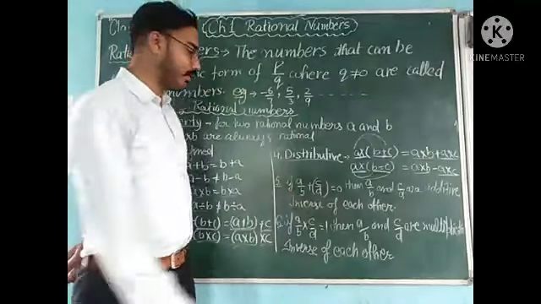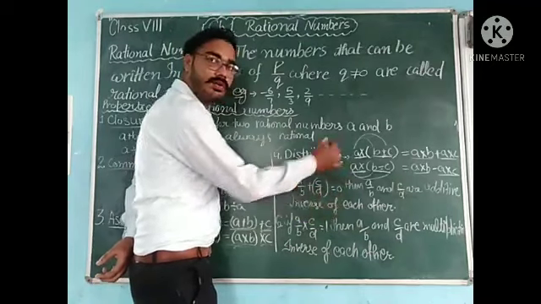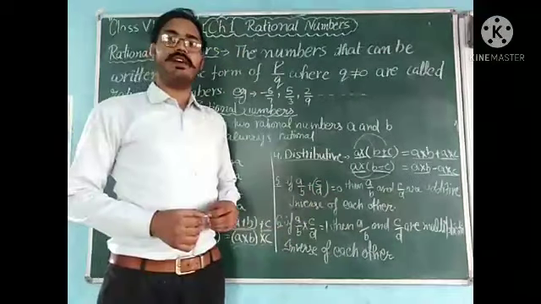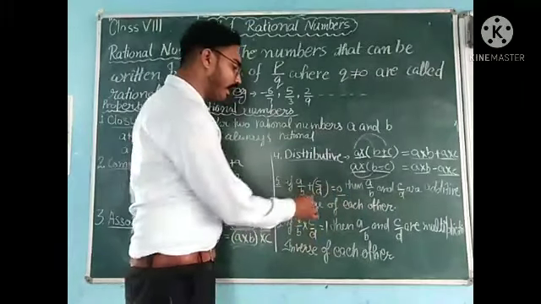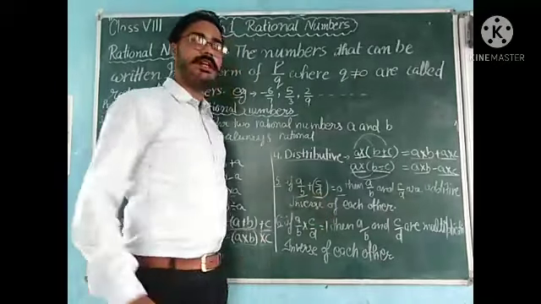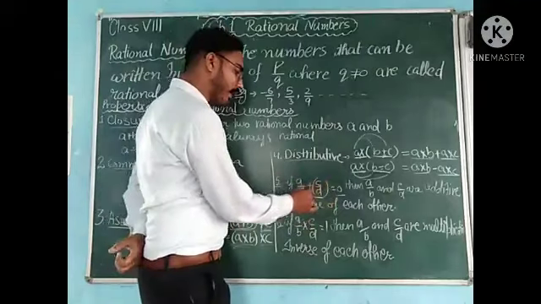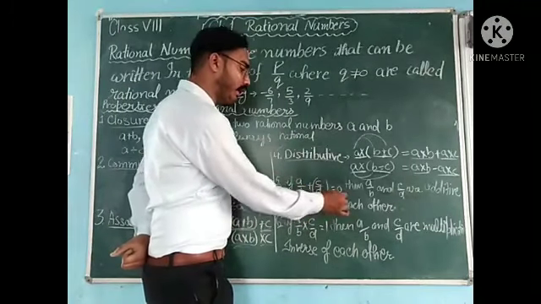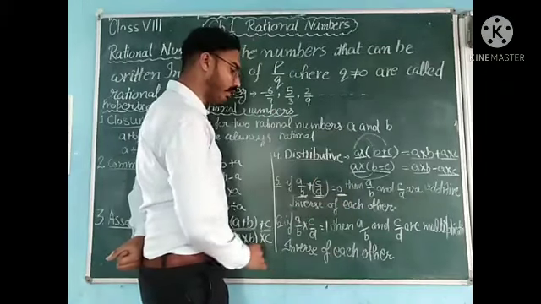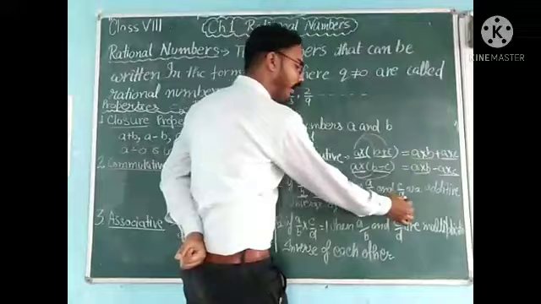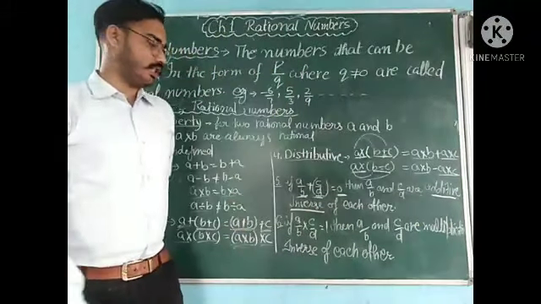The fifth point is, if a over b plus c over d is equal to 0, that is, if we add two rational numbers a over b and c over d and the answer is 0, then a over b and c over d are said to be the inverse of each other. But in what case? When a over b plus c over d are added and the answer is 0. Only then we can say that a over b and c over d are the additive inverse of each other.